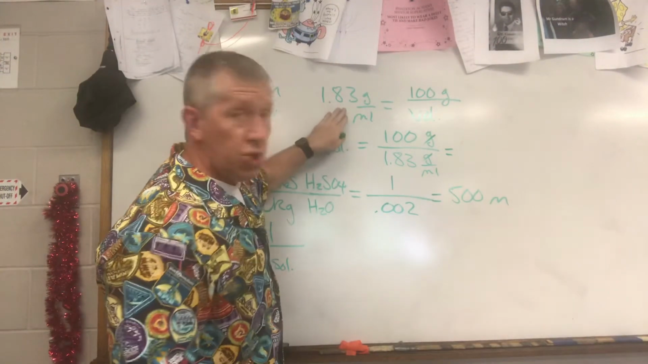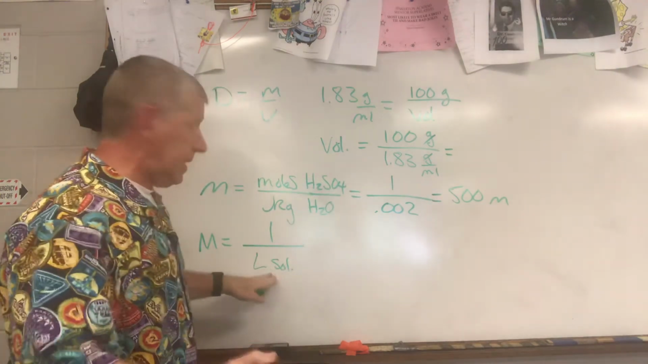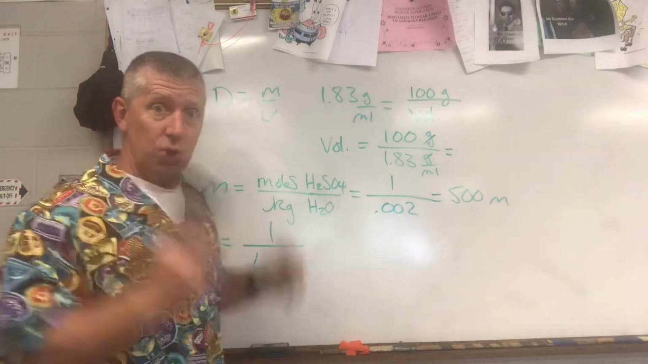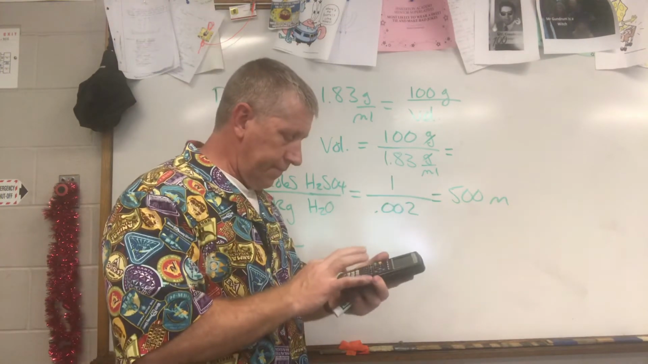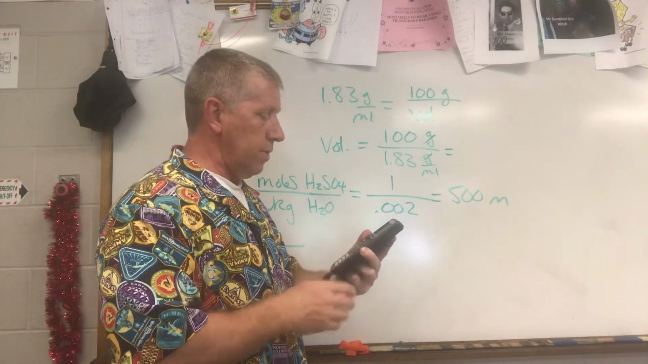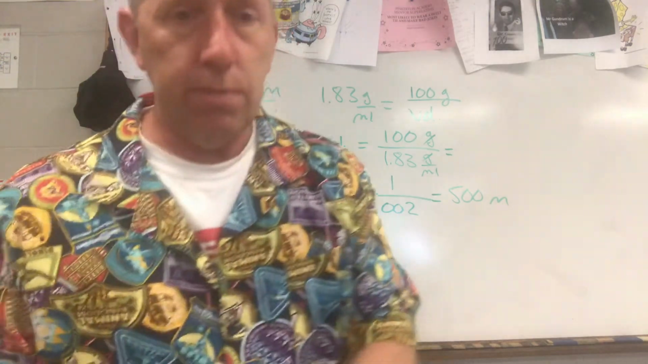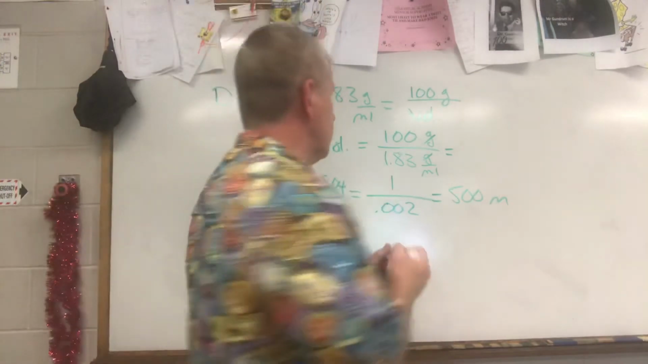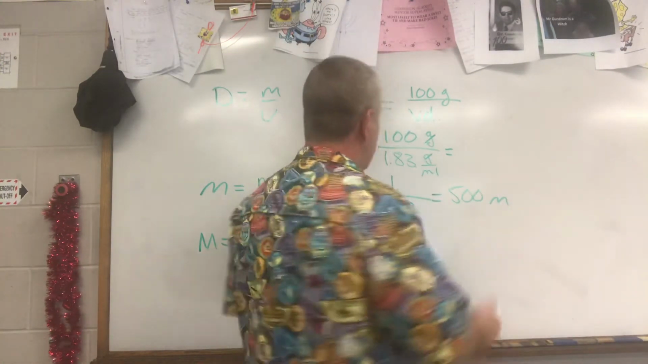Remember, this is the density of the solution and this was the mass of the solution, so I'm going to get the volume of the solution, which is exactly what I need here. Oh, this is so awesome. So 100 divided by 1.83 equals 54.6. There it is, 54.6. Try this at home, follow along.